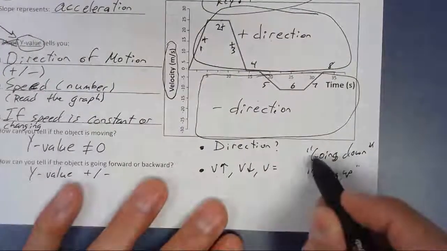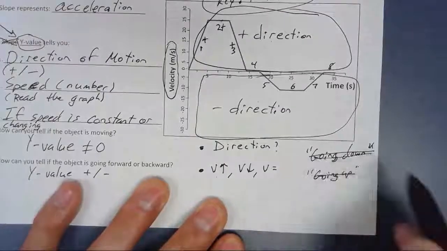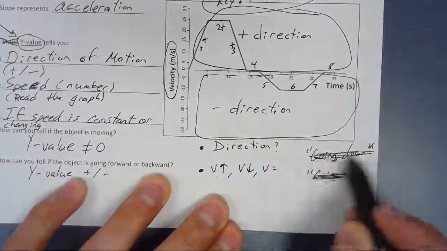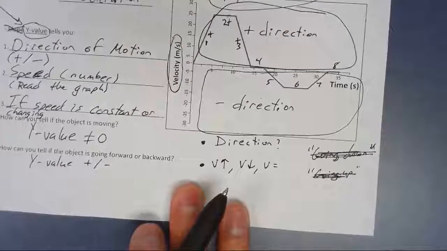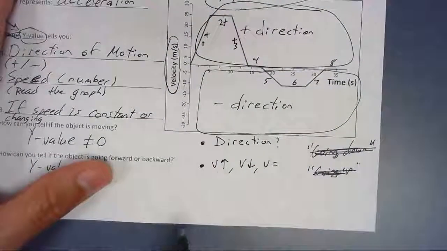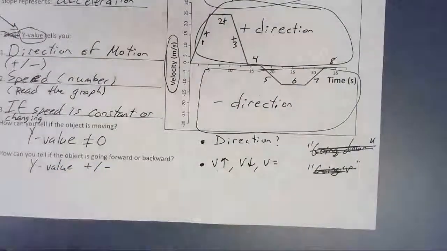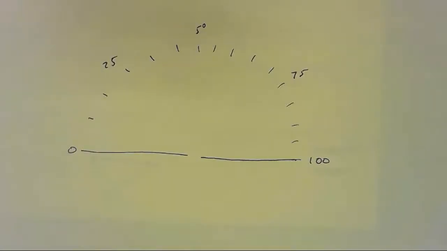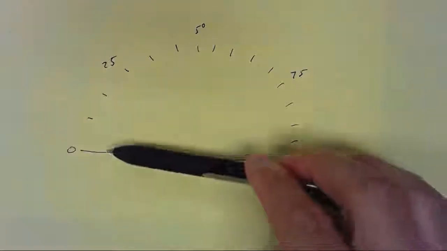I want you to right now strike these words from your vocabulary. We don't need to use these, okay? Because number 5 is not actually slowing down. So if you think about the speedometer on your car. So here's your speedometer. If you think about it, it's not hard to understand.